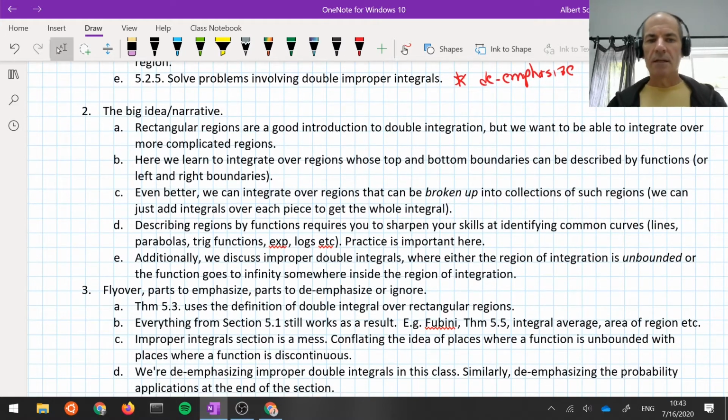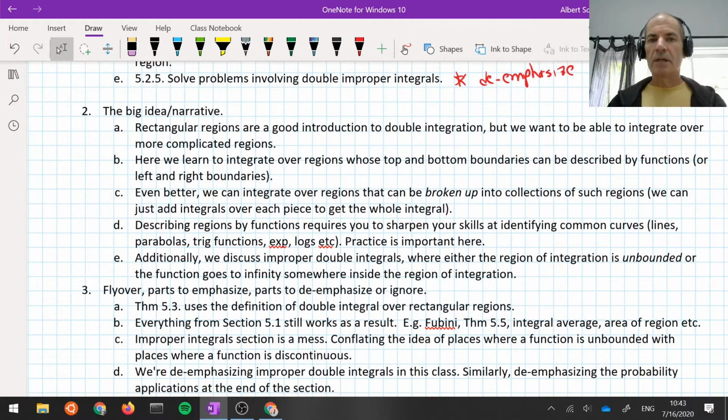All right, so the big ideas here are, rectangular regions are a great introduction to double integration, and in fact we use the rectangular region to define what a double integral is. But in this section, we're going to learn how to integrate over regions whose top and bottom boundaries are described by functions, or alternatively, whose left and right boundaries are described by functions.